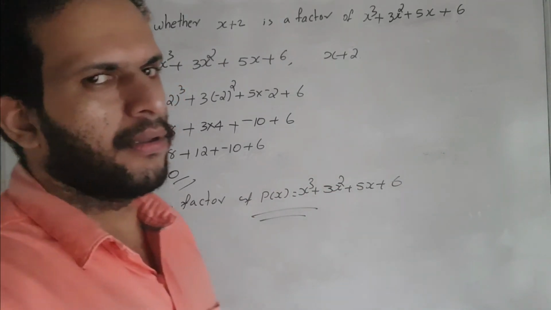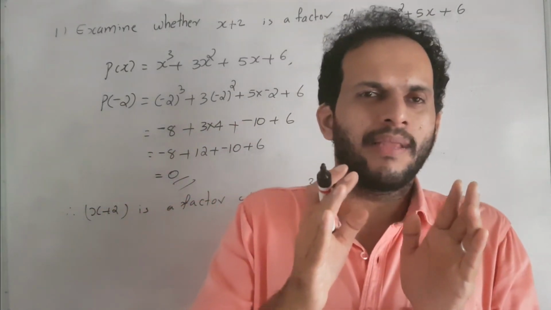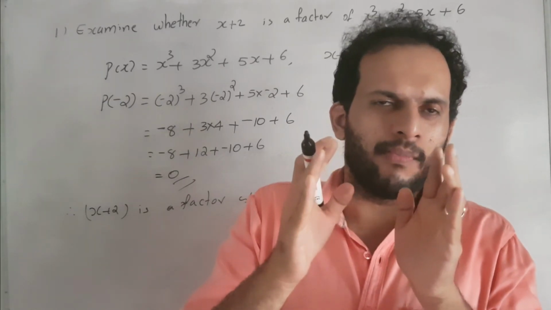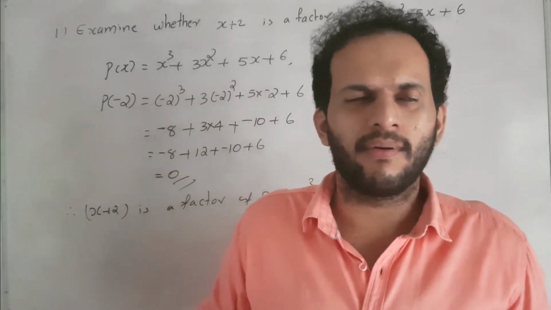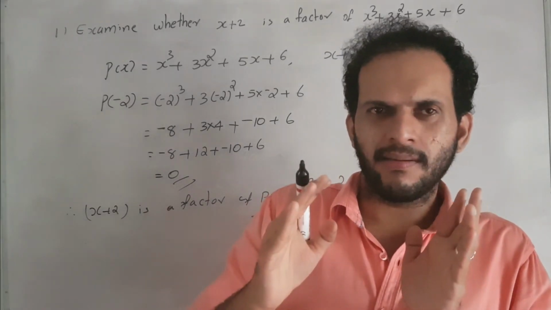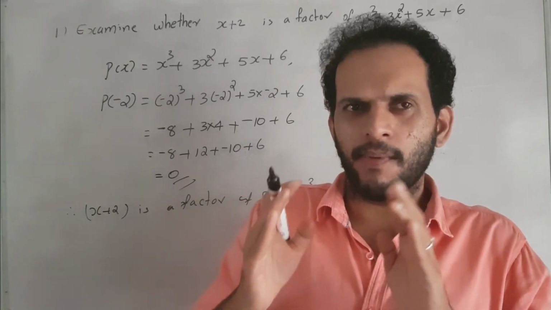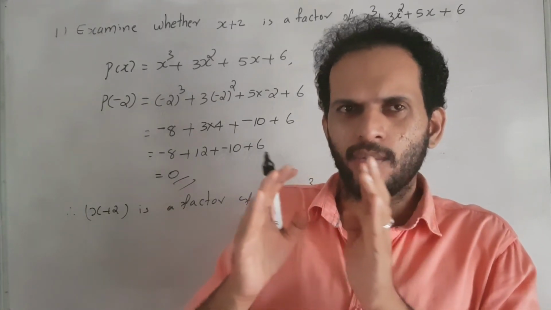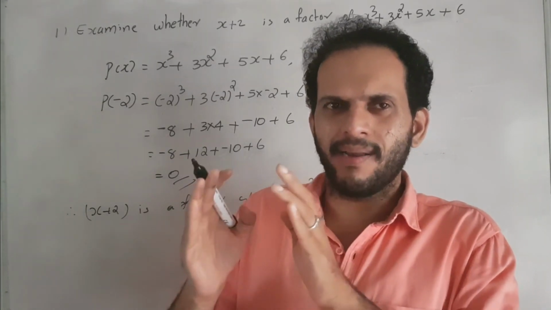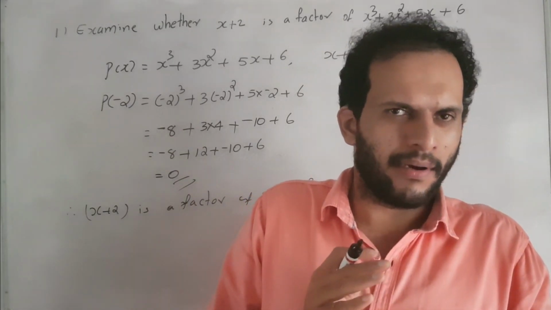Okay, I think you got the idea of how to check whether a given linear polynomial is a factor of a polynomial of any degree. If p of x is divided by x minus a, and we get the p of a value, the remainder value, as 0, then we conclude x minus a is a factor. Okay? Is it clear?